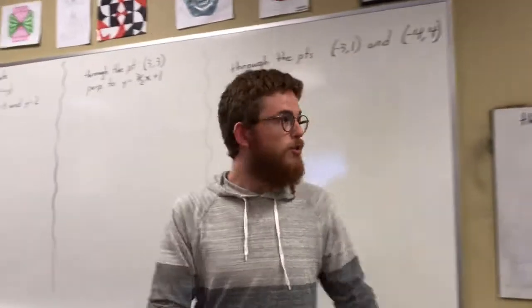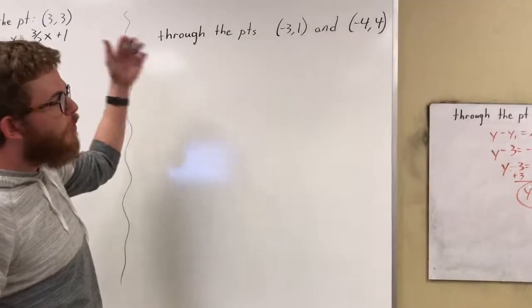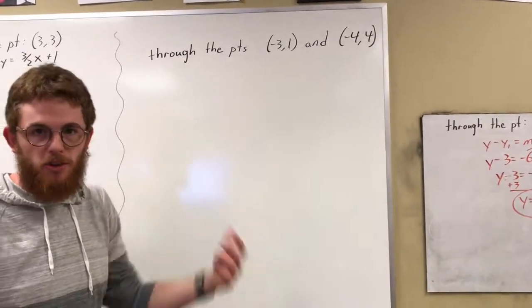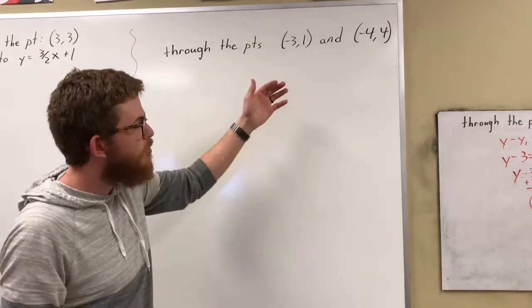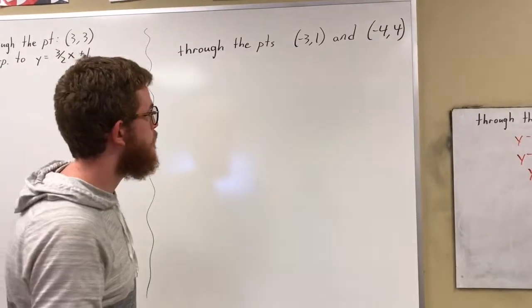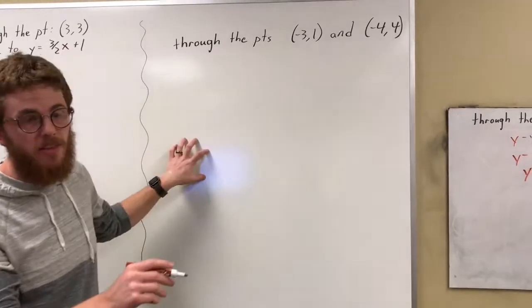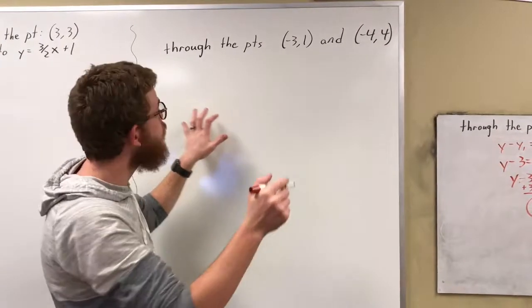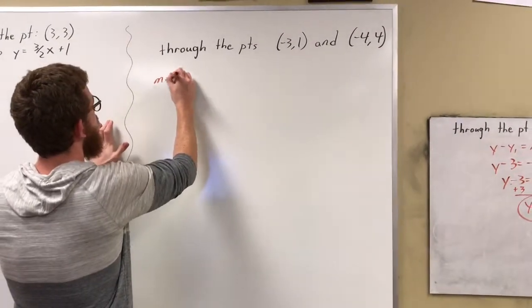We also could be given 2 points. If we have 2 points, we don't quite have the slope yet, but we do have a point. So again, we're going to be going that route using our point-slope form. But first we can find the slope. To find the slope given 2 points, we're going to use our slope formula.